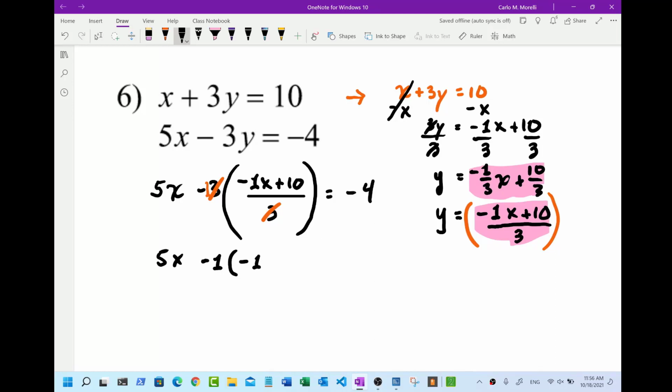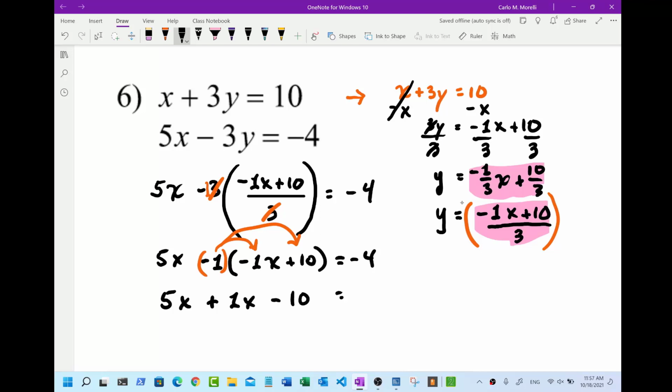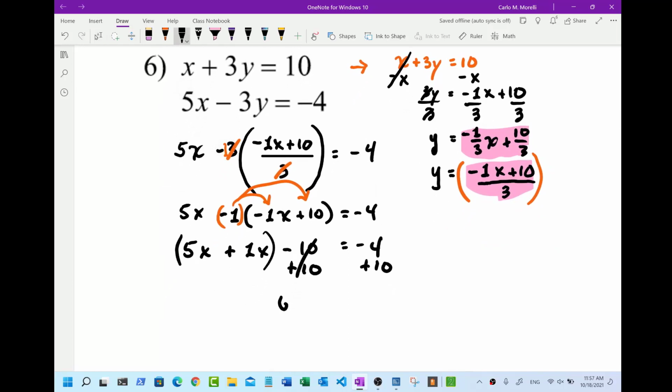Open parentheses, negative 1x plus 10, equals negative 4. So now I distribute this negative 1, which is just another way of saying change all the signs inside. And I got 5x plus 1x minus 10 equals negative 4. Add 10 to both sides. Combine these like terms. And we get 6x equals 6. Divide both sides by 6. x equals 1.